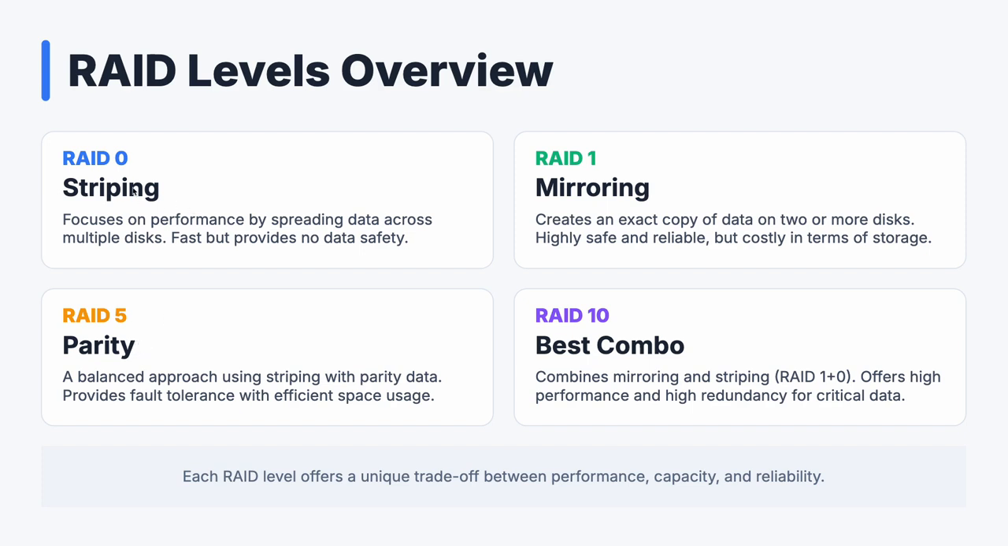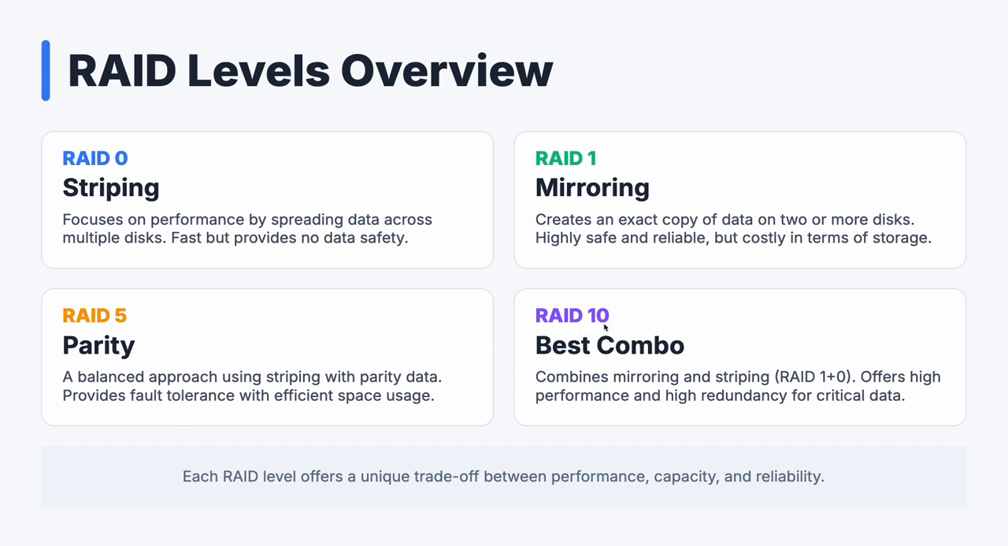Parity is a balanced approach between striping and mirroring. Over here we will use striping, but we will use parity. We will not mirror the exact data, but we will store parity data, using which we can reconstruct the data if any disk is lost. So it provides fault tolerance with efficient space usage.